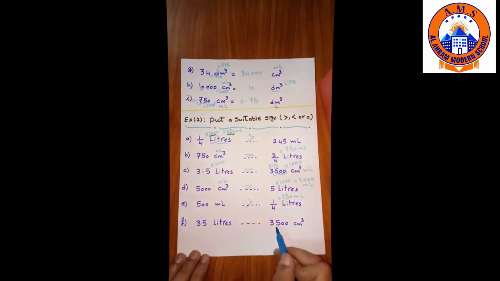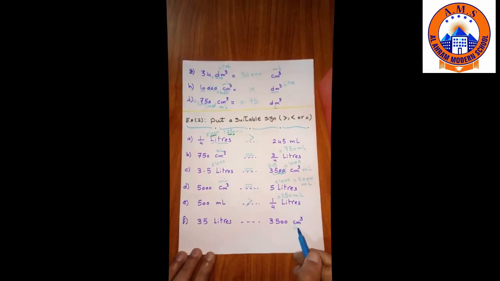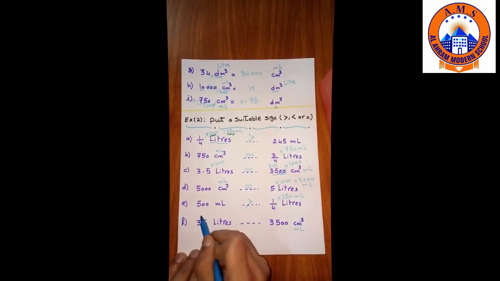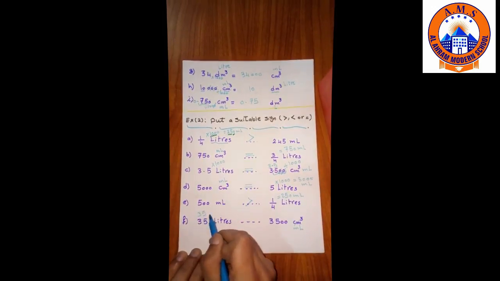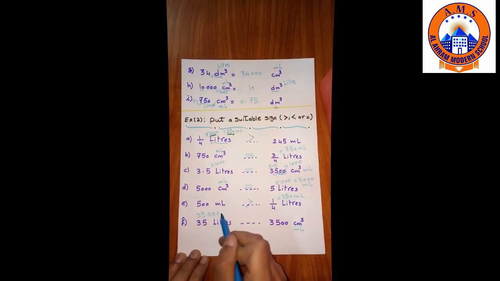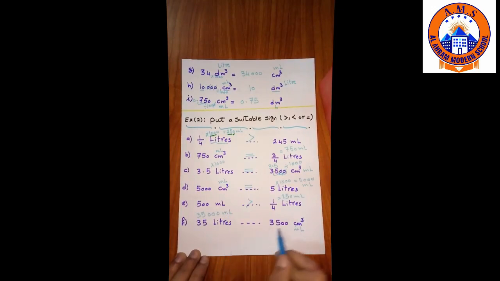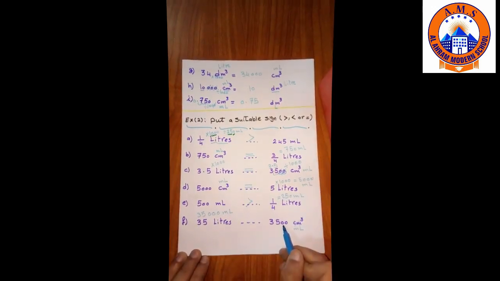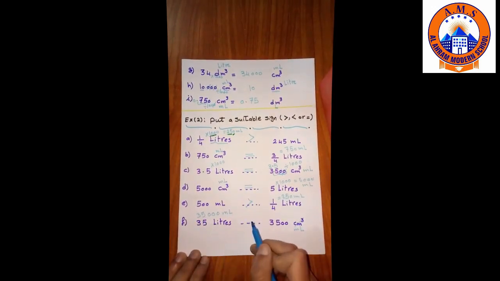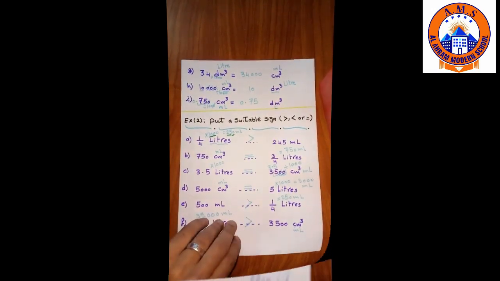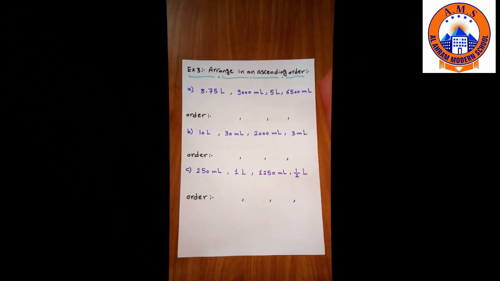35 liters and 3500 centimeter cubes. This centimeter cube is equal to milliliter, and 35 liters multiplied by 1000 is equal to 35,000 milliliters. So here we have 3500 and here we have 35,000. So 35,000 is greater than 3,500. The next question.